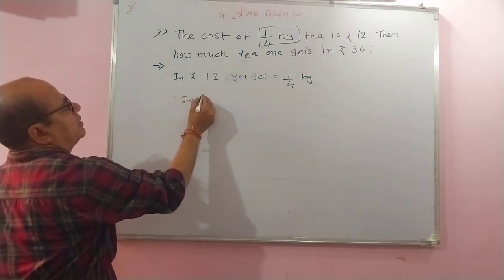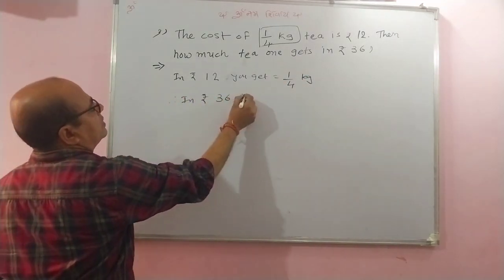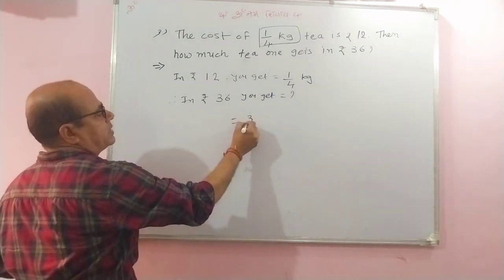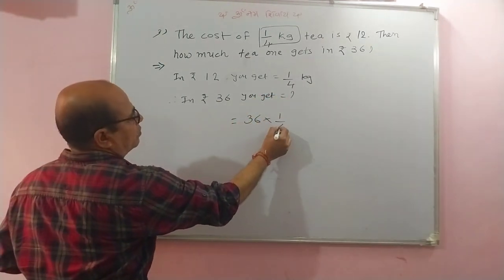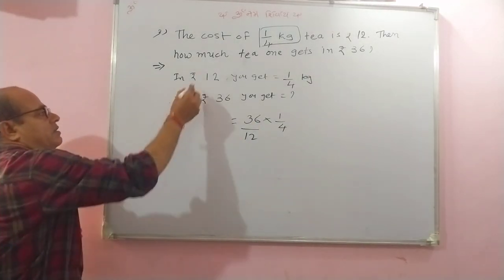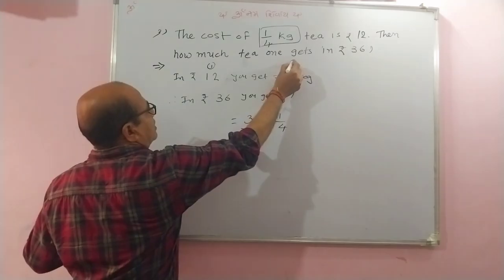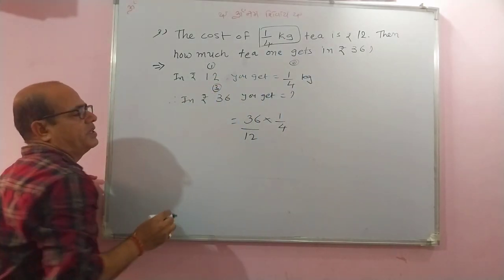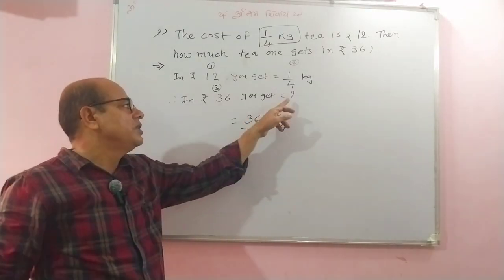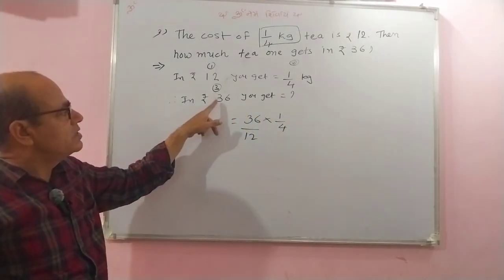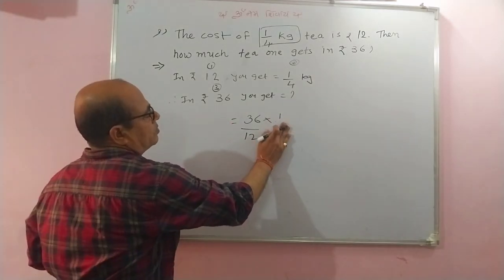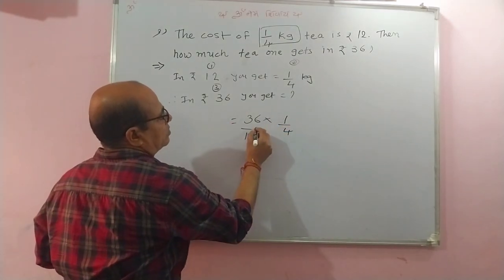So in rupees 36, you get is equal to how much? 36 into 1 upon 4, upon 12. This 12. This is first. Second, in previous video, I have explained the first term, second term, third term, and fourth term you are supposed to get the answer. So first, second, and third will go as a numerator, but here the denominator is given, so we have to write.